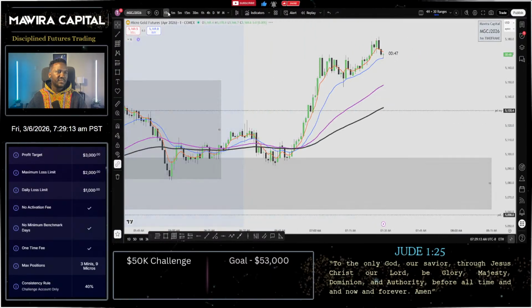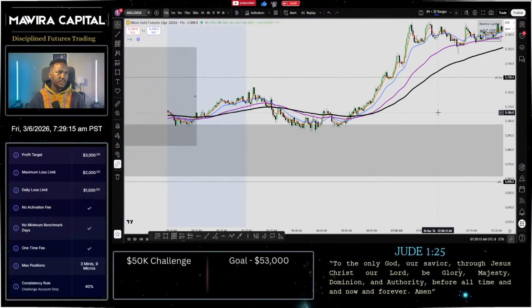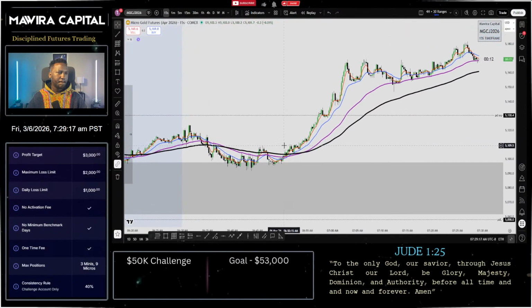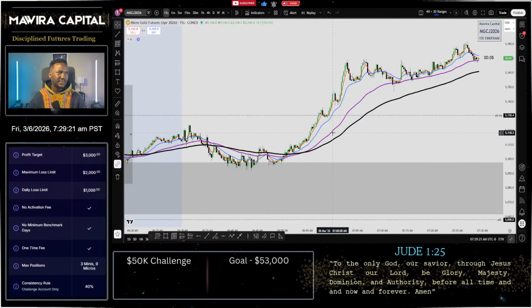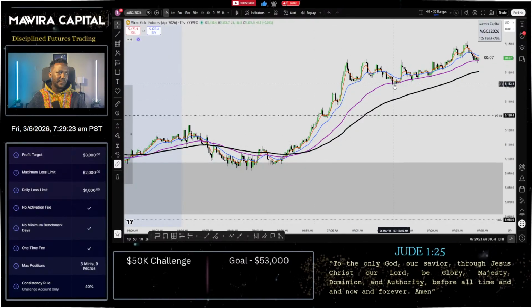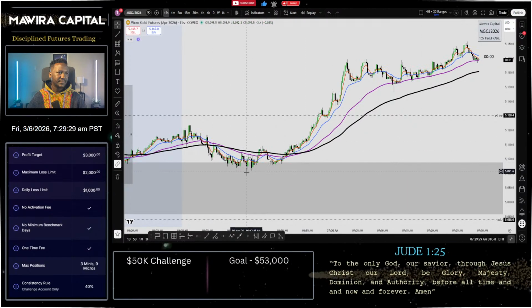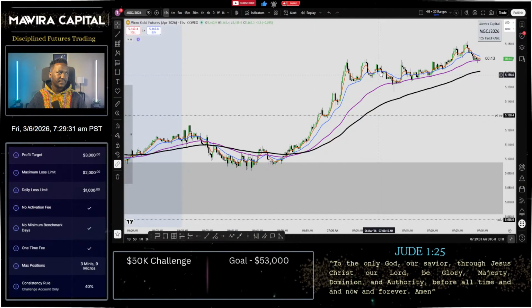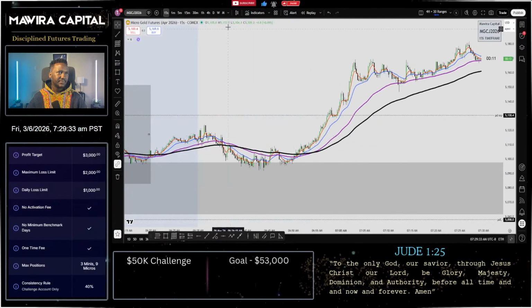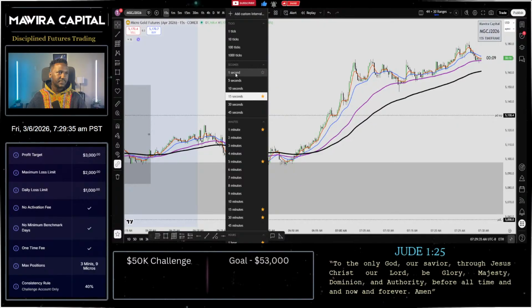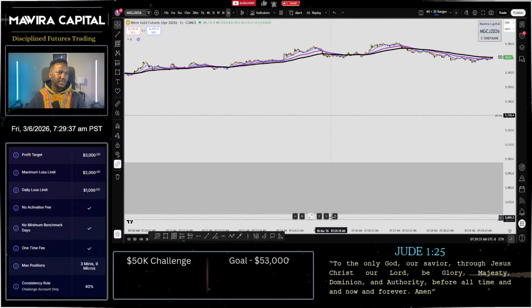All right, let's look at the 50 seconds real quick. 15 seconds. Everything lines up and then it just shoots, doesn't retest until a later point.